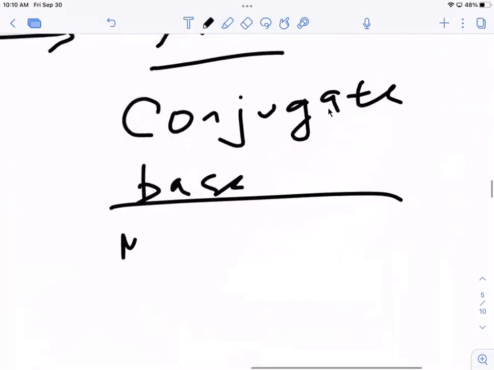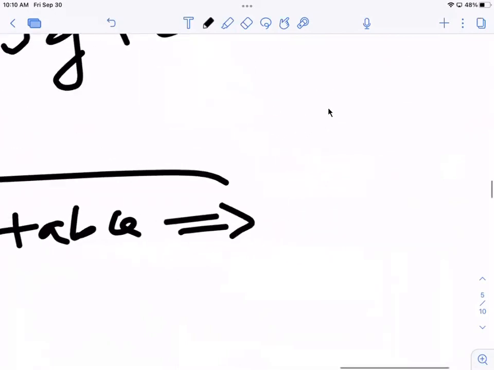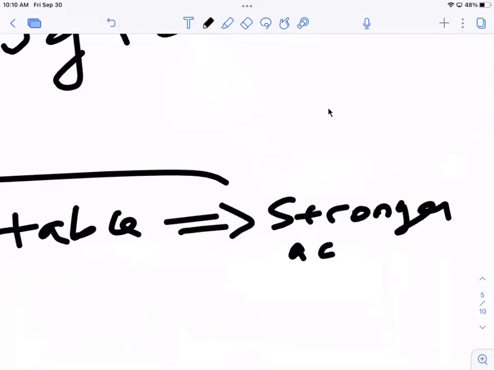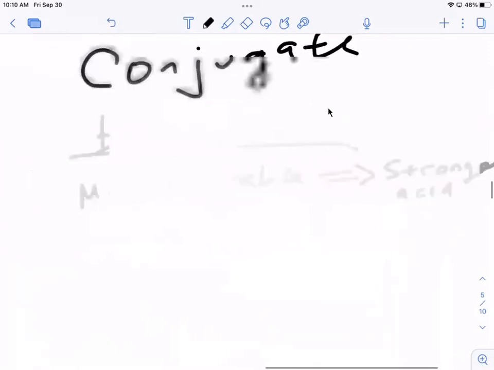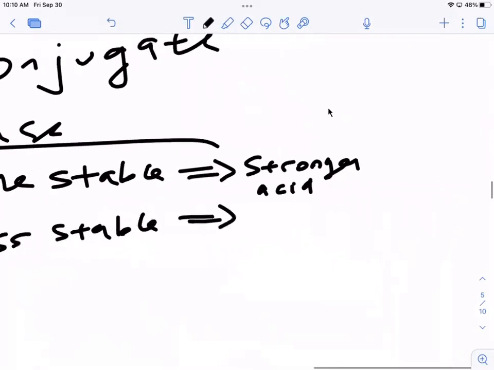So if it's more stable, that means that proton is going to come off readily. So it's going to be a stronger acid. If it's less stable, the opposite is true. Right?